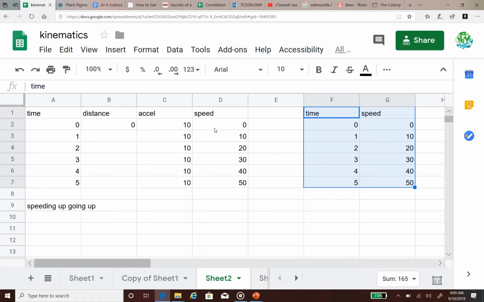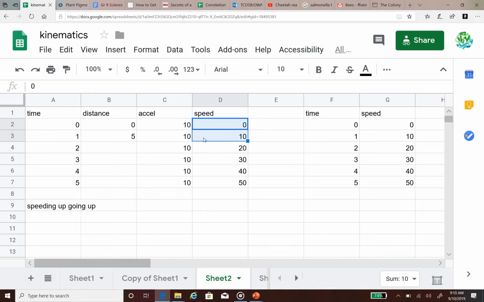But here's the question. What's my average speed between 0 and 1 second? Start at 0, I go to 10. My average speed is 5, right? And you remember that distance is just speed times time, right? So after 1 second, I traveled 5 meters. Because it's average speed times time. The average of 0 and 10 is 5. So 5 times 1 is 5.